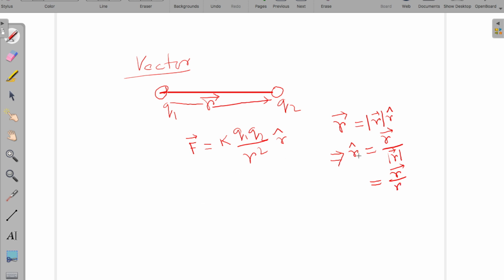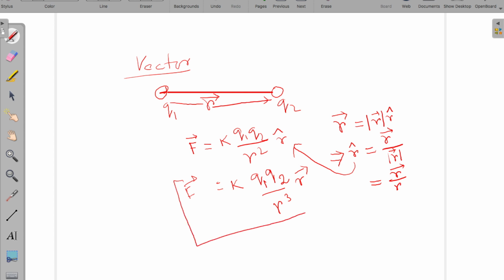So if I substitute the value of R cap in this equation, what can we write? It will simply become Q1 Q2 by R cube R vector, right? So this is the vector form of Coulomb's law.